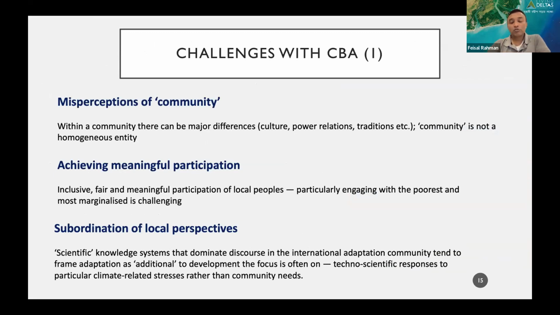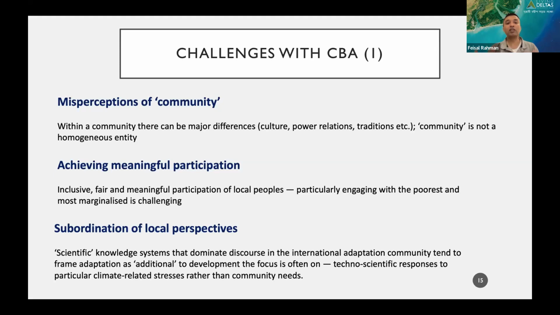Now, coming back to CBA itself. Although CBA has been very promising, through literature and experience from the ground, we have been able to identify several challenges within the concept. The first is the perception of a community. When CBA was being developed, the notion was that a community was a homogeneous entity, but in reality it is far from so.